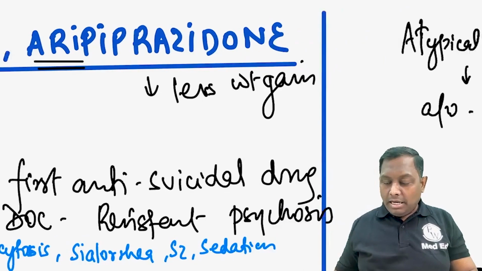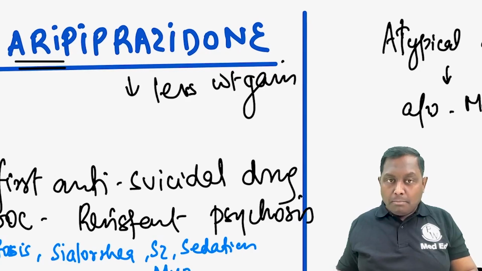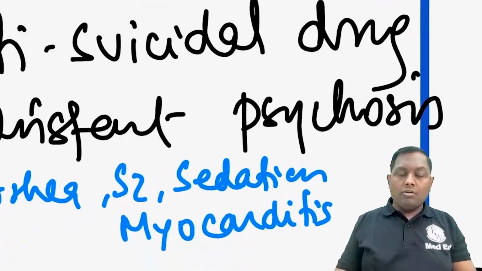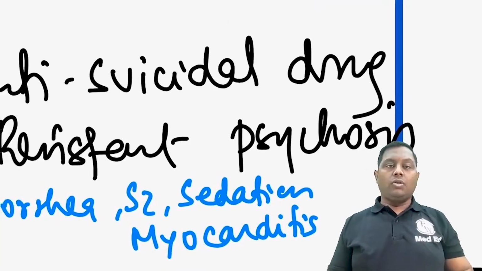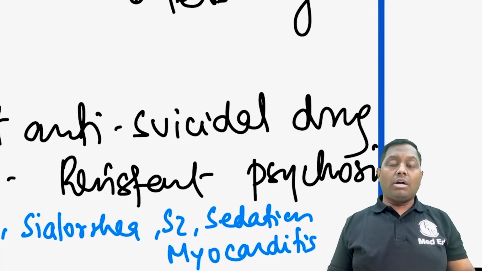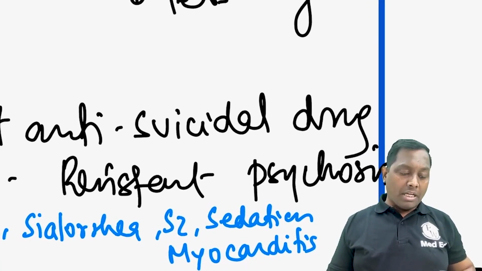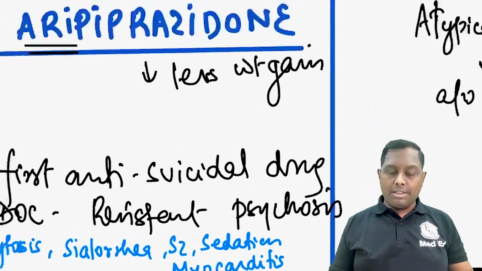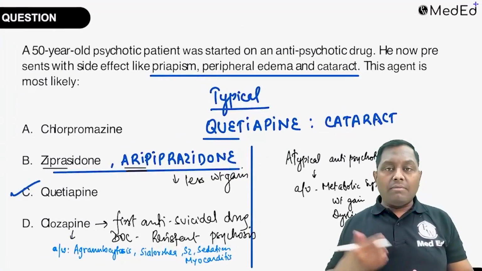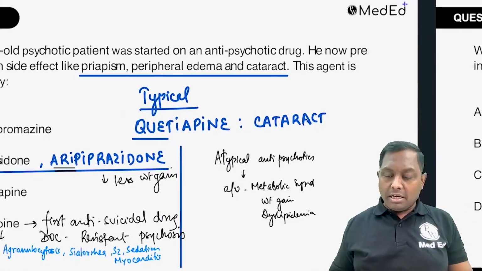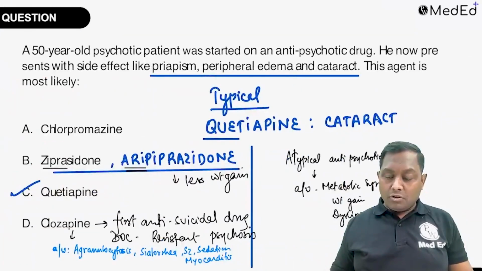In addition to that, there will also be myocarditis. That is also going to be one of the important side effects. So sialorrhea, sedation, seizure, myocarditis, all these are side effects of clozapine, and clozapine is also one of the frequently asked drugs in your examination. Now clozapine will also be associated with side effects like weight gain and metabolic syndrome. This will all be seen with clozapine.